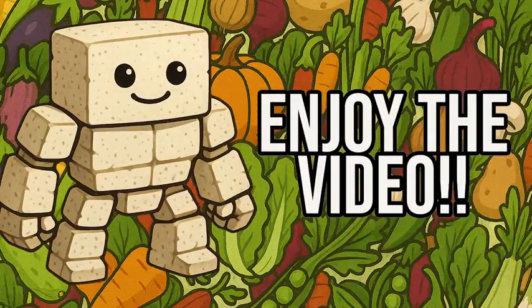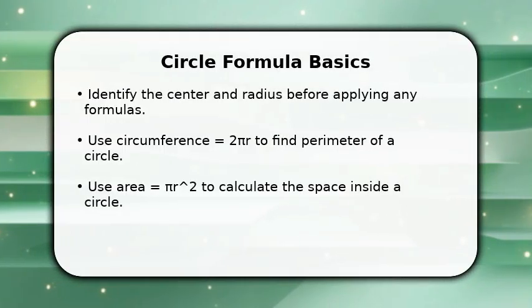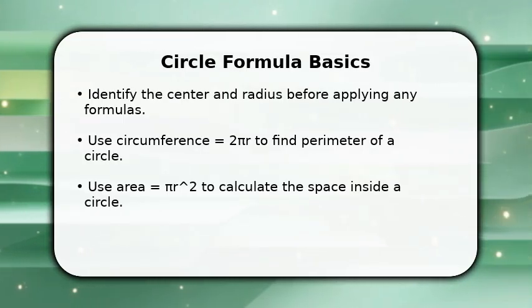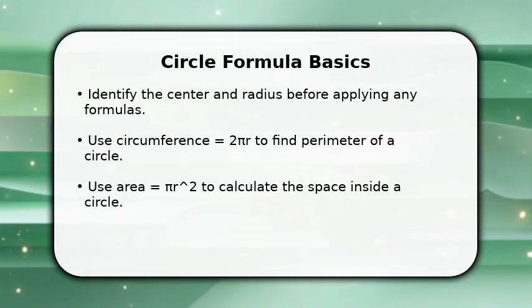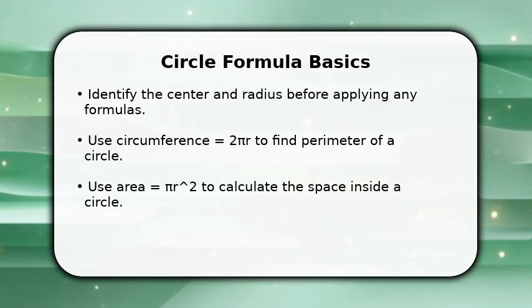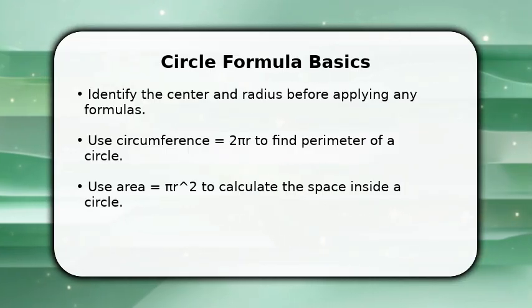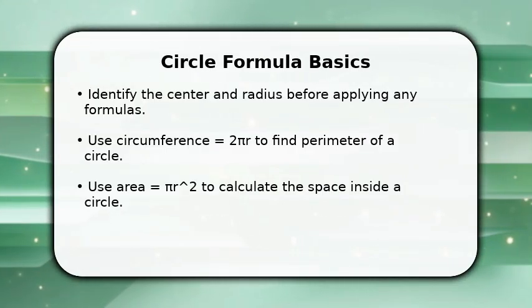Please enjoy the video. In this video, I will explain how to use the circle formula step by step. Start by identifying the center and radius, then label R clearly on your diagram. Next, choose whether you need circumference or area and plug R into 2 pi R or pi R squared.